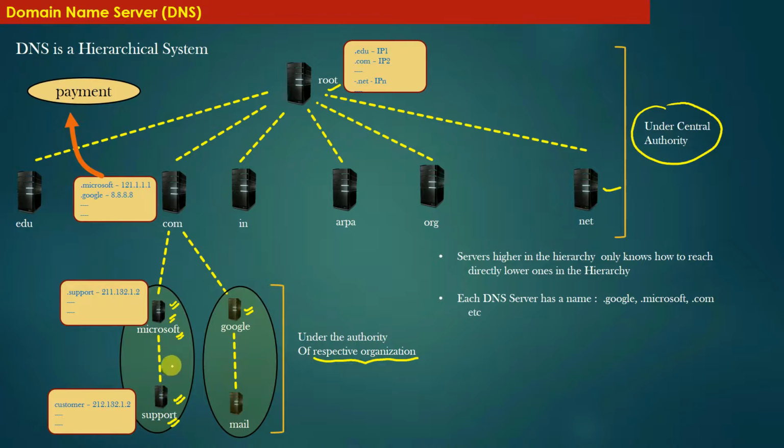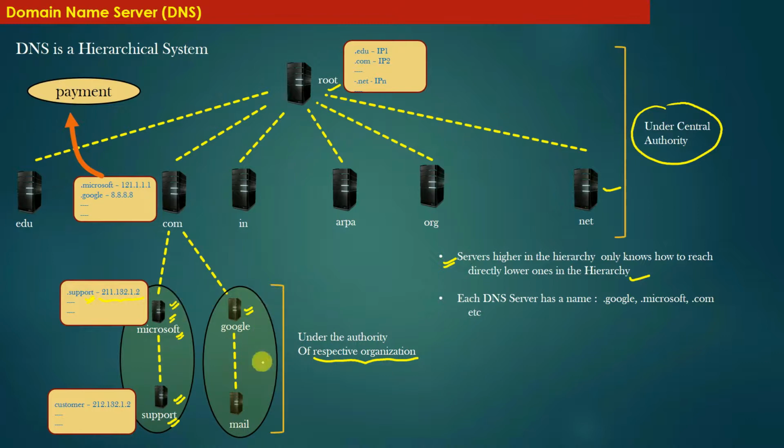And as I said, coming to this point, every DNS server which is higher in the hierarchy only knows how to reach the directly lower ones in the hierarchy. So you can see that in the Microsoft DNS server's DNS database, there is an entry for the support DNS server. So Microsoft DNS servers know how to reach the support DNS server because in its DNS database, it has an IP address, and this IP address is the IP address of the support DNS server.